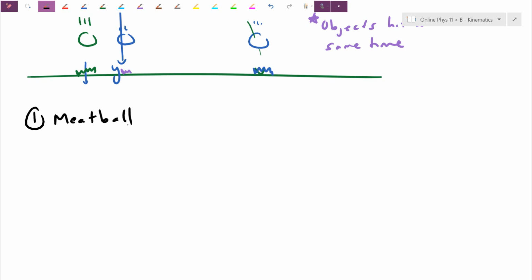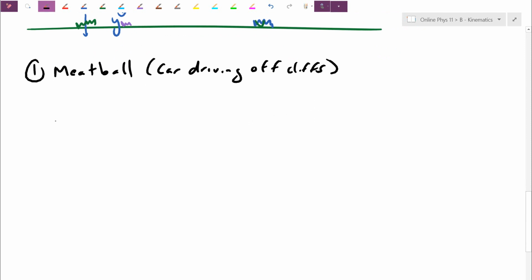Another way of talking about a meatball question, usually we talk about a meatball question as a car driving off cliffs. And then it's sort of like, you have to be a meatball. You have to be really not paying attention if you end up driving off a cliff. So for either of those reasons, we call this a meatball style question. Let's just start off with a cliff here, just a standard meatball question.